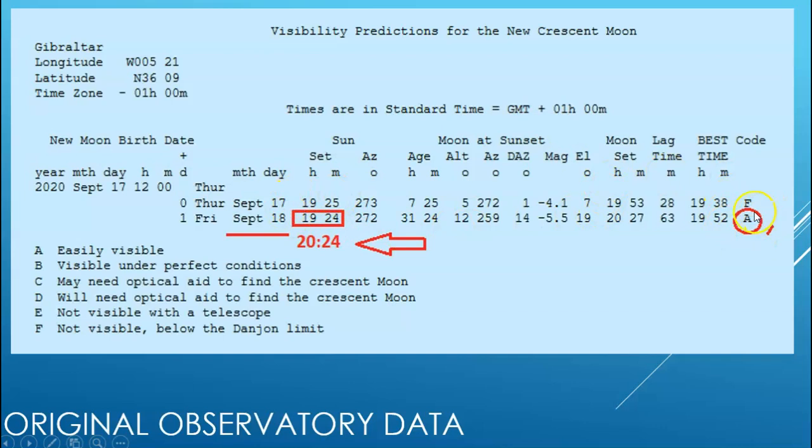Before I explain these codes to you in detail, let me tell you that these codes were derived in 1990s and we are now in 2020. The human eye has remained the same for thousands of years, but we've had significant advancement in optical aid, telescopes, cameras, binoculars, and precisely and accurately tracking objects in the sky. All you need to know is that if the code is A, B, or C, it can be possible to sight the moon. Of course, if it is A, then you can easily sight the moon with the naked eye, as it is in Gibraltar on the September 18th Friday.